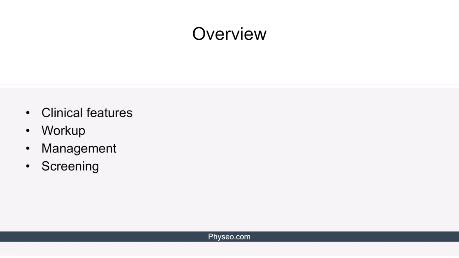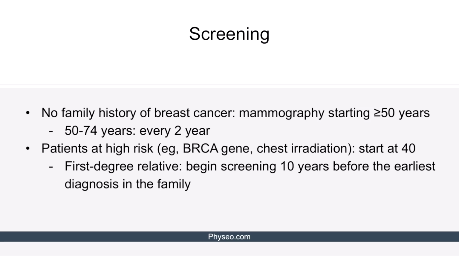Finally, let's discuss screening for breast cancer. Patients with no family history of breast cancer are screened starting at age 50. From 50 to 74, women undergo mammography screening every 2 years. Patients at high risk, such as those with a BRCA gene mutations or those with history of chest irradiation, should start screening at 40 years. Patients with family history of cancer, specifically in a first-degree relative, should start screening 10 years before the earliest diagnosis in their family. Alright, now let's solve this question.